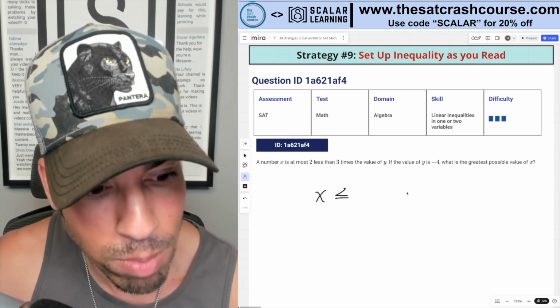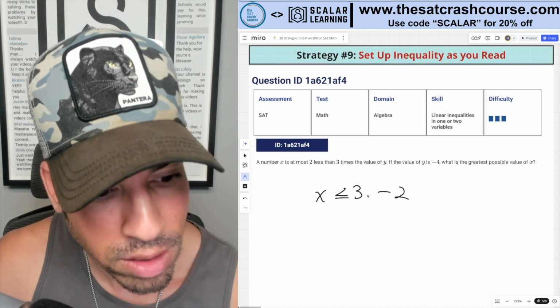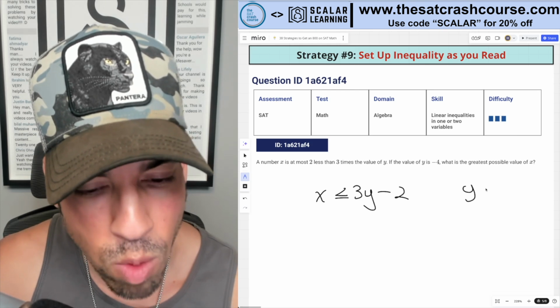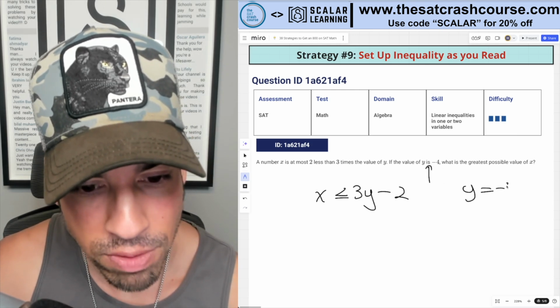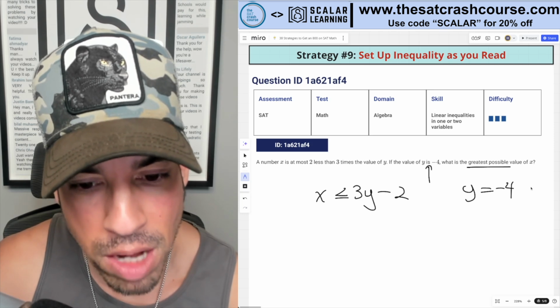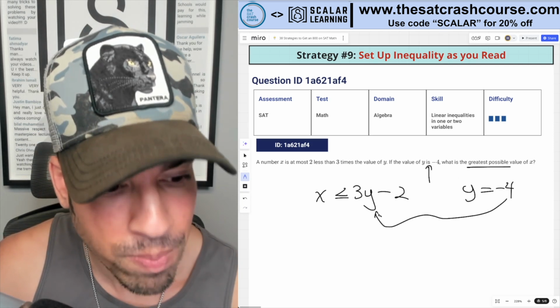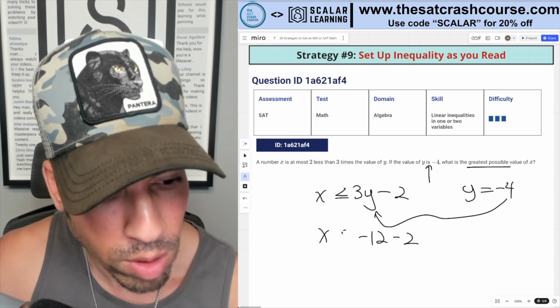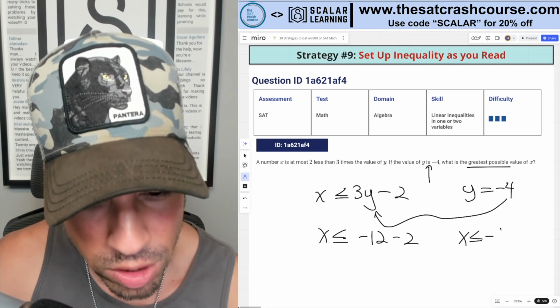So x is at most 2 less than 3 times the value of y. Now it says if the value of y is -4, what is the greatest possible value of x? Now I get everything I need. I can just plug and chug, right? 3 times -4 is -12 minus 2. And x is less than or equal to that. -12 minus 2 is -14.